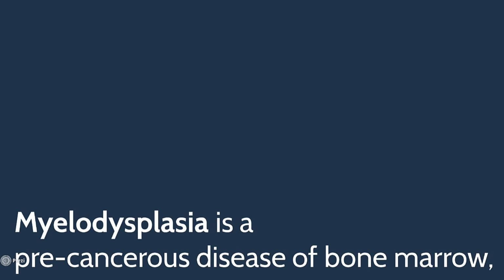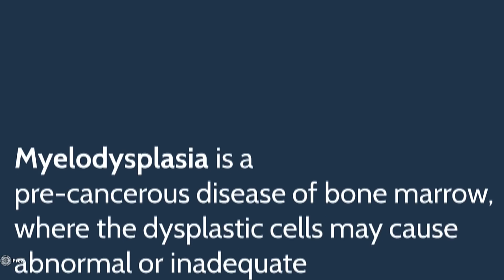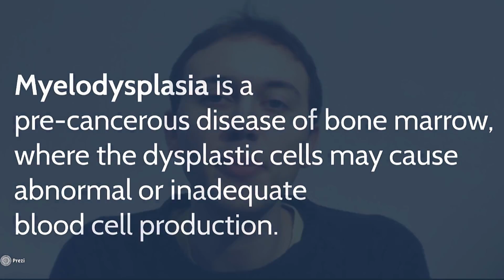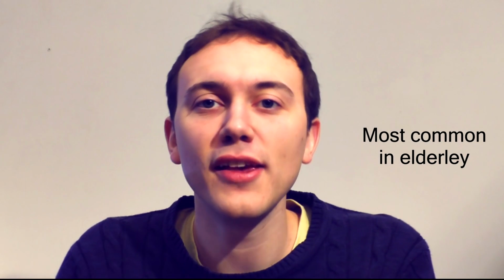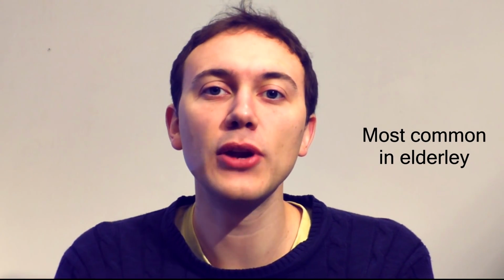This is the same for a cervical cancer smear or a breast tissue biopsy as it is in a bone marrow biopsy. So, myelodysplastic syndrome is a precancerous disease of bone marrow where the dysplastic cells may cause abnormal or inadequate blood cell production. It can also progress to an acute leukemia. Myelodysplasia normally happens in older people who've had a number of years to develop little mutations in their cells, which eventually makes them look and function abnormally.